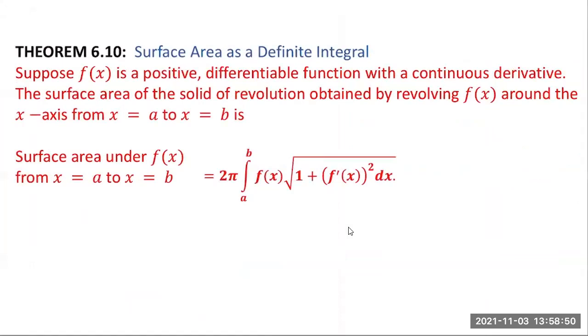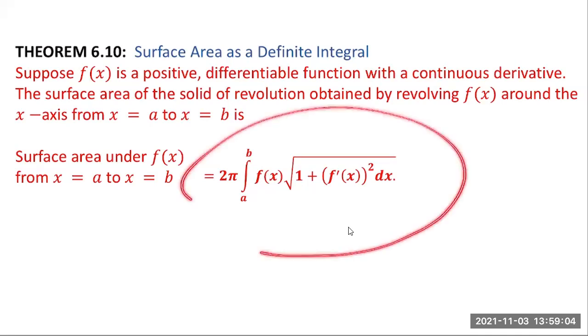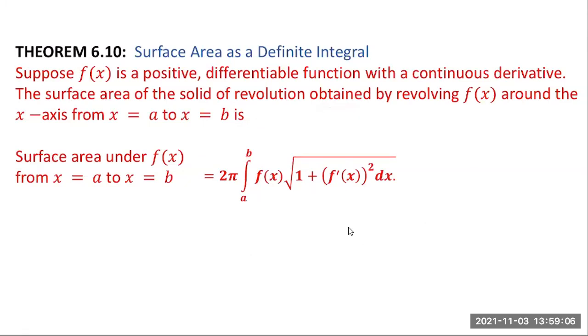Now we have this theorem. This theorem gives you a formula to find the exact area of a surface obtained by rotating an arc around the x-axis. Let's go over this theorem.